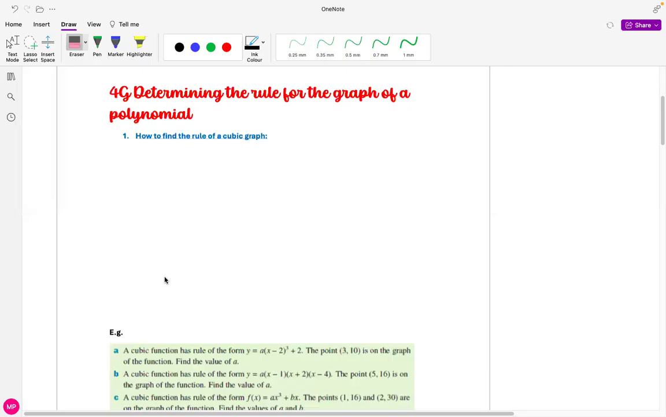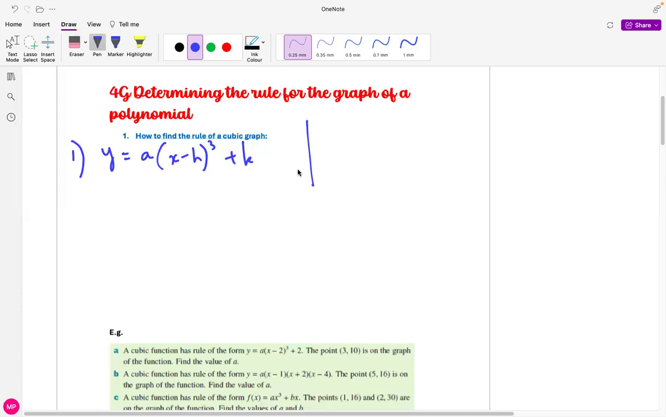Hi, in this video, we're going to learn how to find the rule for a polynomial graph, or in this case, we focus on a cubic graph. Now, if you recall, we learned how to sketch cubic graphs last video. Cubics have three forms, the first form is the turning point form, y equals a(x minus h) to the power of 3 plus k.